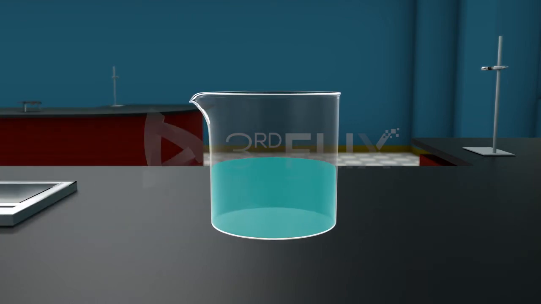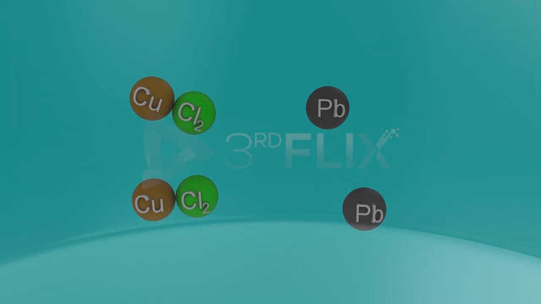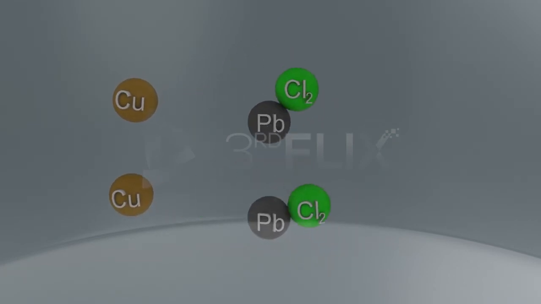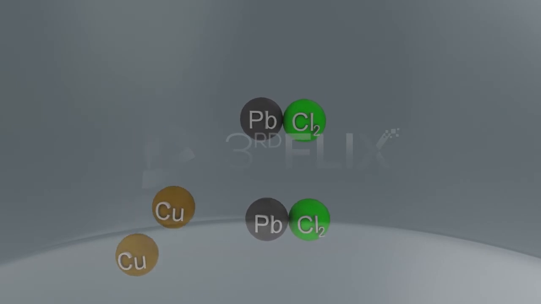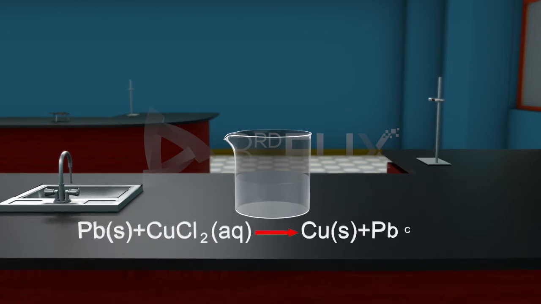2. Lead plus copper chloride. Take copper chloride solution in a beaker and add a lead piece to it. After some time, the blue color of the solution disappears. In this reaction, lead replaces copper from its salt solution. The reaction that occurred is Pb(s) + CuCl2(aq) gives Cu(s) + PbCl2(aq).